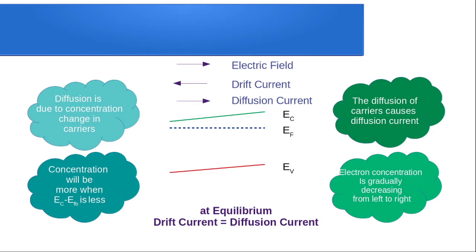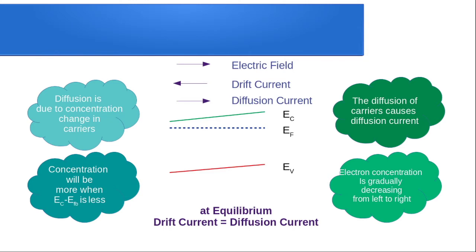The concentration of the carriers is different. That can be understood from the figure itself. At the left side of the energy band, the gap between the conduction band and the Fermi level is small. So at that point, there will be more electrons in the conduction band. As we move from left to right, this gap increases. As the gap increases, the concentration of electrons decreases. So in the conduction band, there is a change in concentration as we move from left to right. This variation in the carriers in the conduction band will cause the diffusion current.